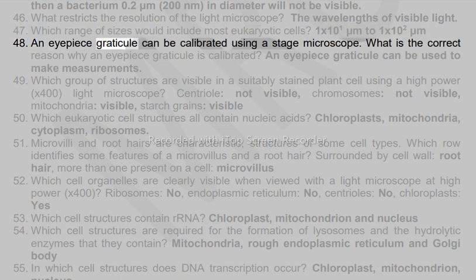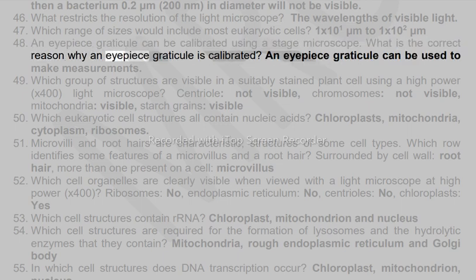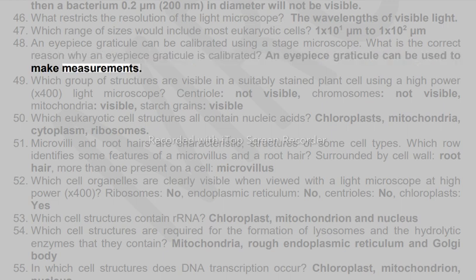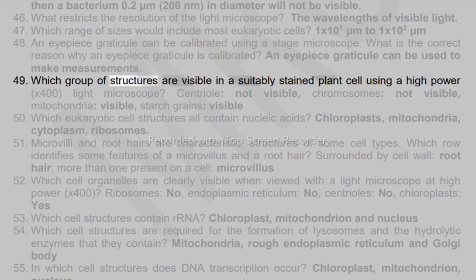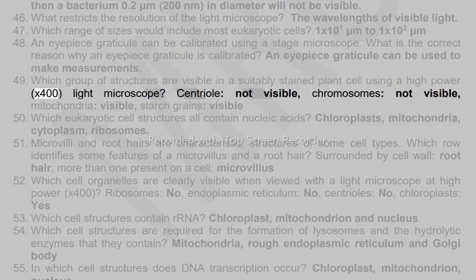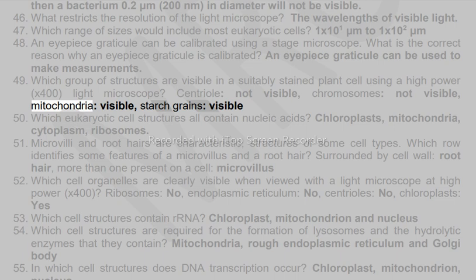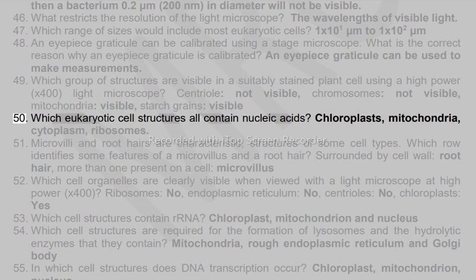48. An eyepiece graticule can be calibrated using a stage micrometer. What is the correct reason why an eyepiece graticule is calibrated? An eyepiece graticule can be used to make measurements. 49. Which group of structures are visible in a suitably stained plant cell using a high power, x400, light microscope? Centriole, not visible. Chromosomes, not visible. Mitochondria, visible. Starch grains, visible.